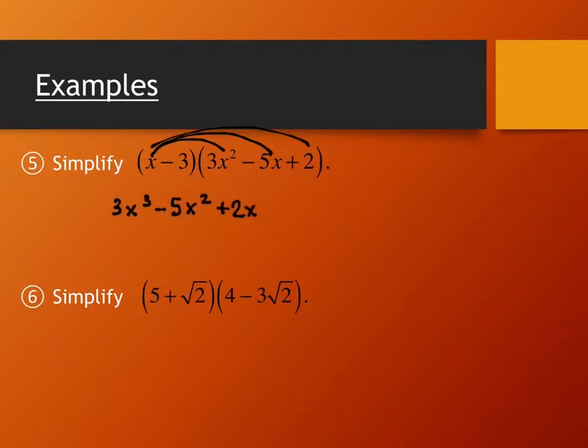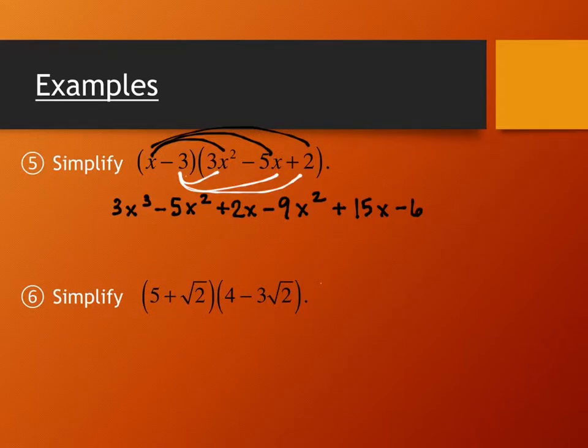And then I'm going to do the same thing with the negative 3, the second term in the first binomial. So I'm going to take the negative 3 times the 3x squared, negative 3 times negative 5x, and then negative 3 times 2. So we'll do that one now. Negative 3 times 3x squared would be what? Negative 9x squared. Good job on correcting the positive negativeness. Excellent. Now I have negative 3 times negative 5x. So I'm going to get a positive on that one, right? And then it's 15x. And then I have negative 3 times 2. Negative 6.